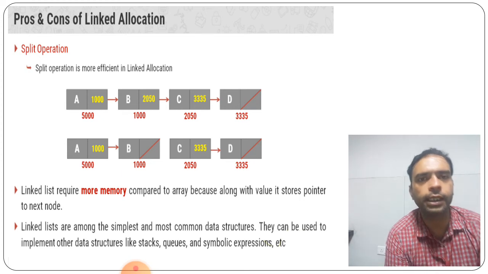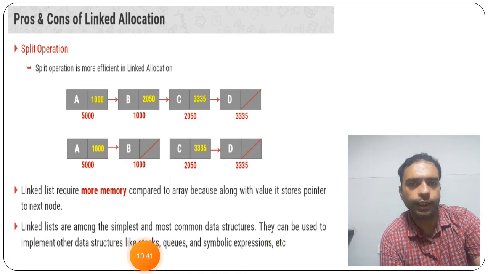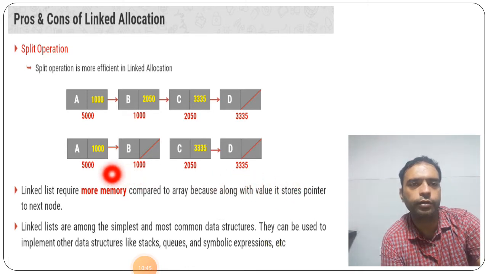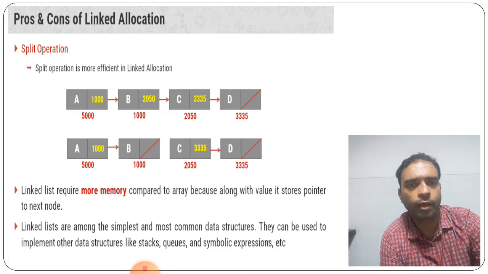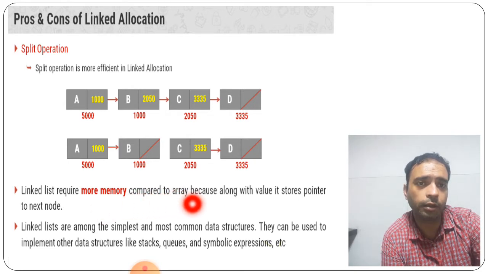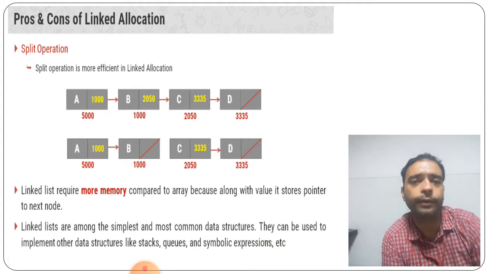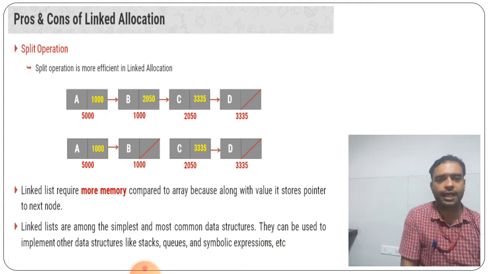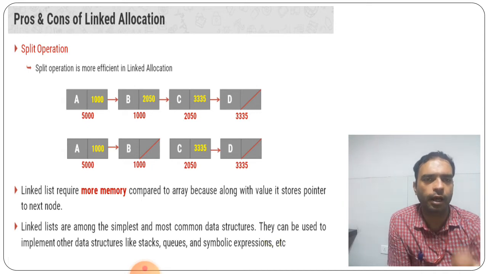Now a linked list takes more memory compared to an array, because along with the value it also stores the pointer to the next node, right? Linked lists are among the simplest and most common data structures. They can be used to implement other data structures also, like stacks, queues, and symbolic expressions, etc.